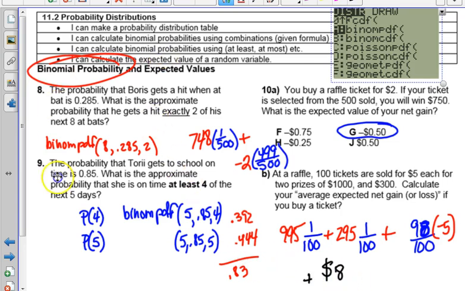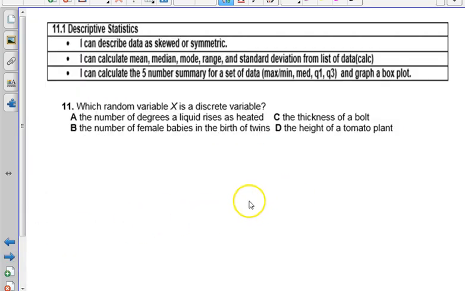You'll come out $800 to the good, per $8 per ticket. All right. The next section is descriptive stats.